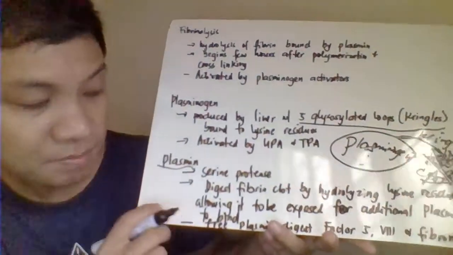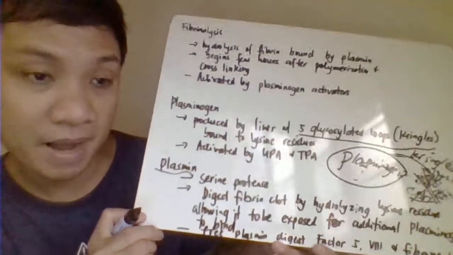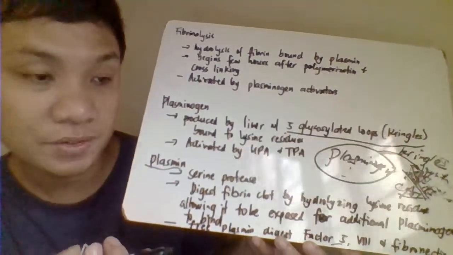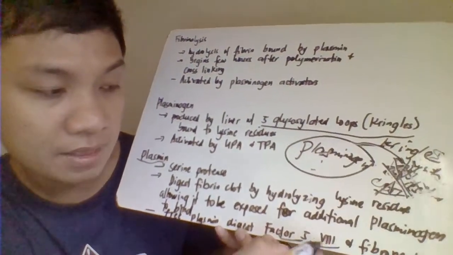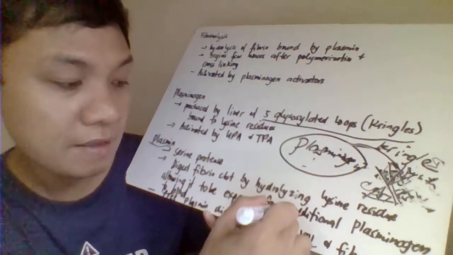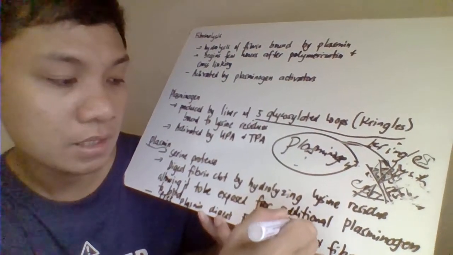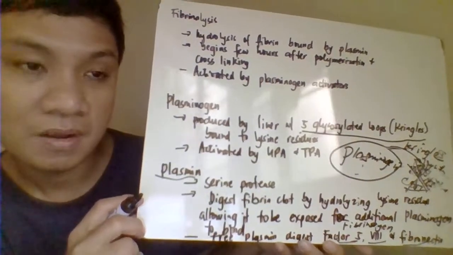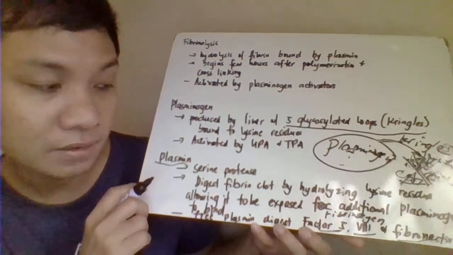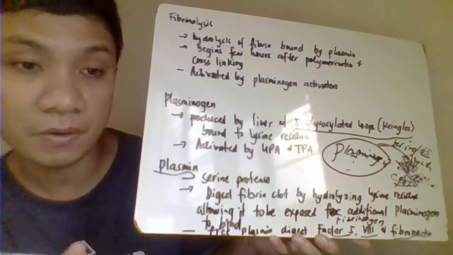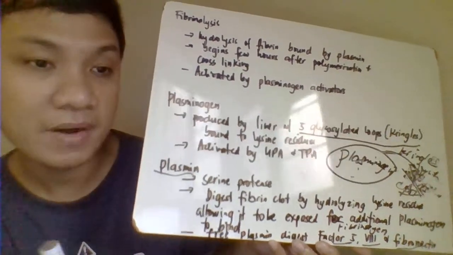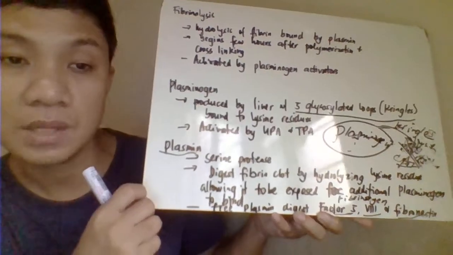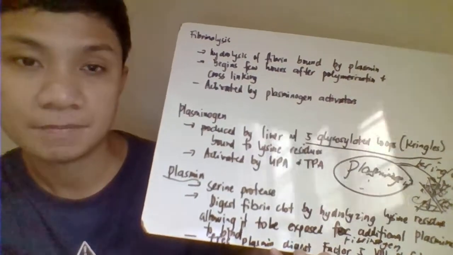Okay, your free plasmin, on the other hand, can also bind with your factor 5, aside from your fibrinogen. It could also bind with your factor 5, factor 8, fibronectin, and even your fibrinogen. Okay, so pag free ang ating plasmin, it could bind on those substances and try to digest those substances.